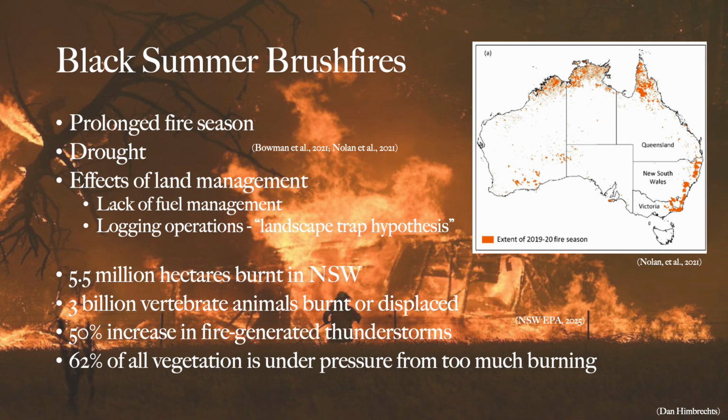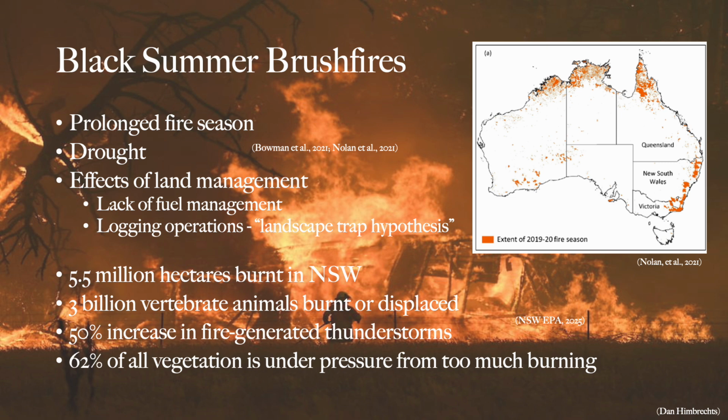And just showing you some stats from the New South Wales EPA, in these fires, 5.5 million hectares burnt. 3 billion animals were burnt or displaced, and I'm sure some of you saw some of the photos online during this time where some of the koala bears were on fire in these areas, and it was really devastating and sad. There was also a 50% increase in fire-generated thunderstorms that brought more lightning that could cause more ignitions.